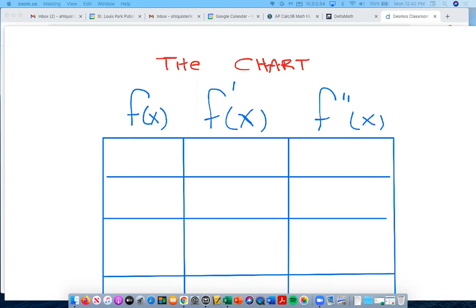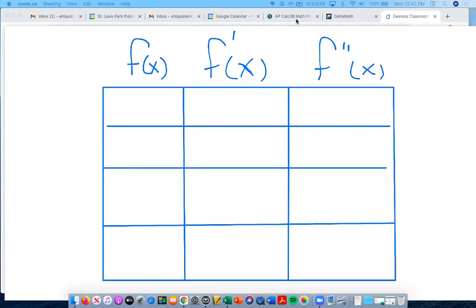So here's what I want you to do. I created this thing years ago because I have such creativity. I named it the chart because it's a chart. That's kind of math creativity right there. But what I want you to do is make this chart, and I want it to specifically look like that.